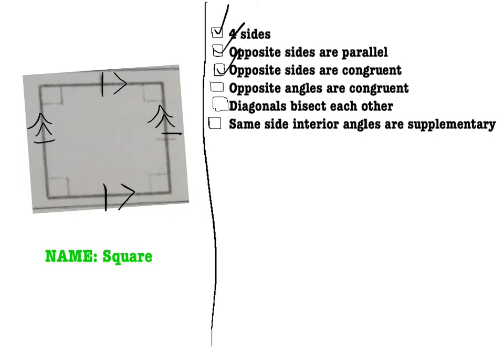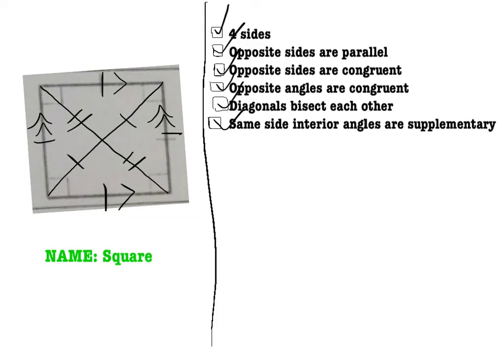It says opposite angles are congruent. I can see that because the opposite angles are right angles. The diagonals bisect each other. That's not drawn in. So I'm going to draw in 1 diagonal and 2 diagonals, and they bisect each other. And the last but not least, the same side interior angles are supplementary, and that's easy to see. They're both 90 degrees. They add up to 180.